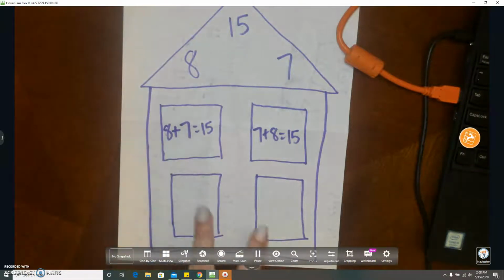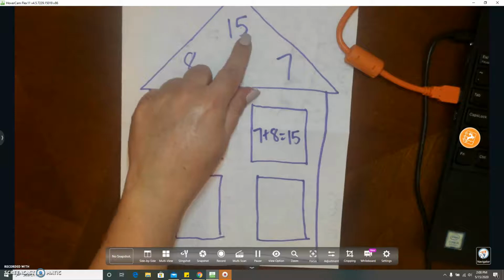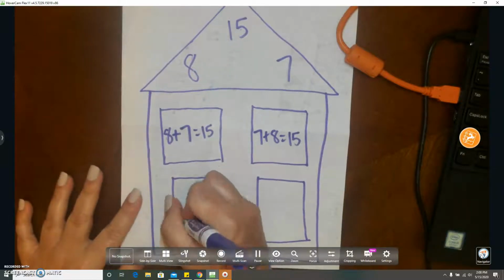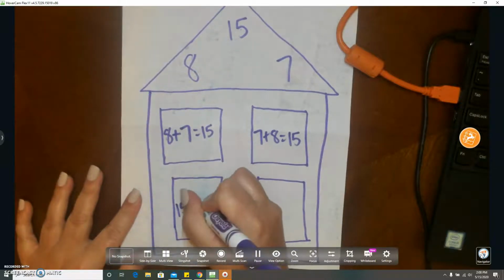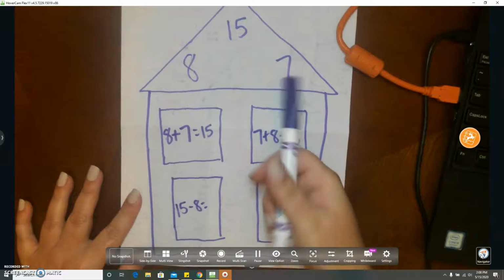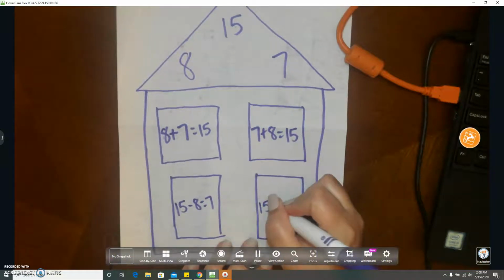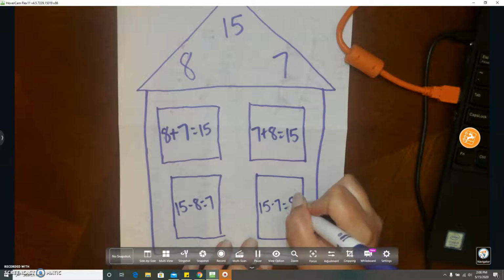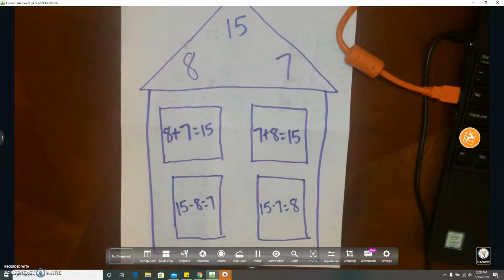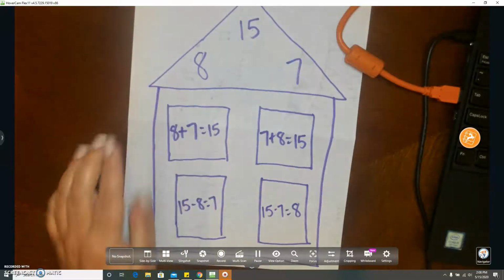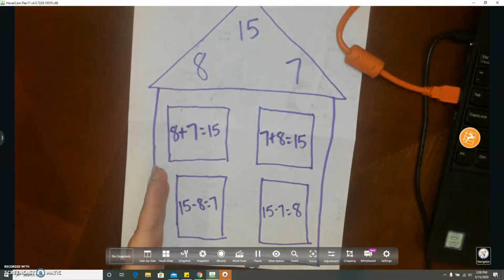So now we're going to switch down here to the bottom part of the house, and we're going to do the subtraction part. So when we do the subtraction part, we always have to start with the bigger number. So I'll do 15 minus 8 equals 7. And then the other one will be 15 minus 7 equals 8. And what you have to do is you have to check to make sure that the only numbers you used are these numbers up here. That's how you know you got the fact family correct, okay?